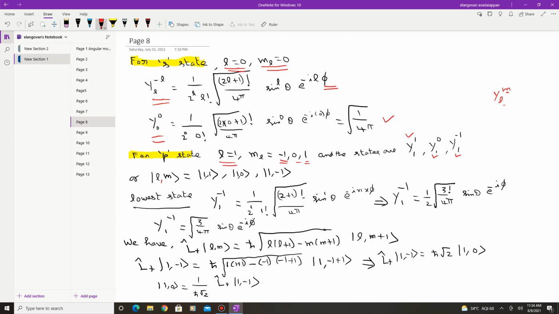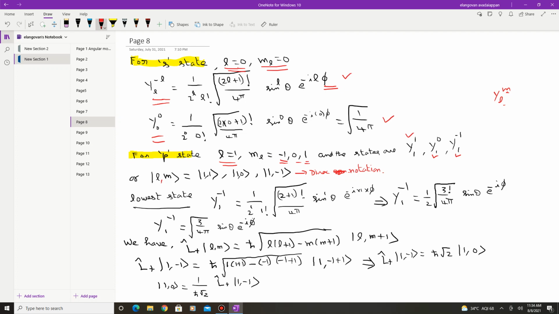So this is a Dirac notation. So in terms of Dirac notation, we use it sometimes. So the lowest state is Y1 minus 1, because Y_L minus L, this expression is available.